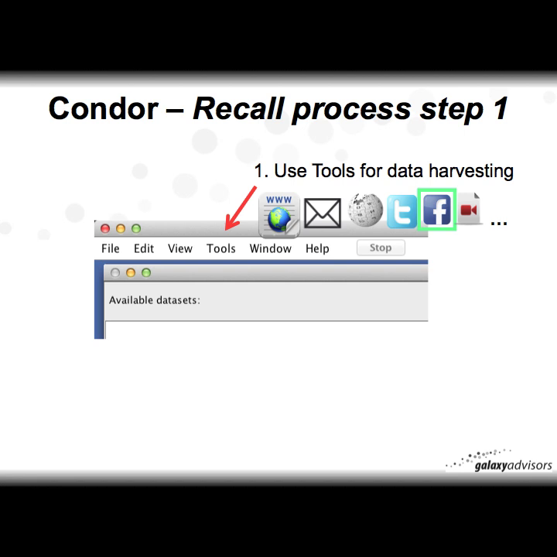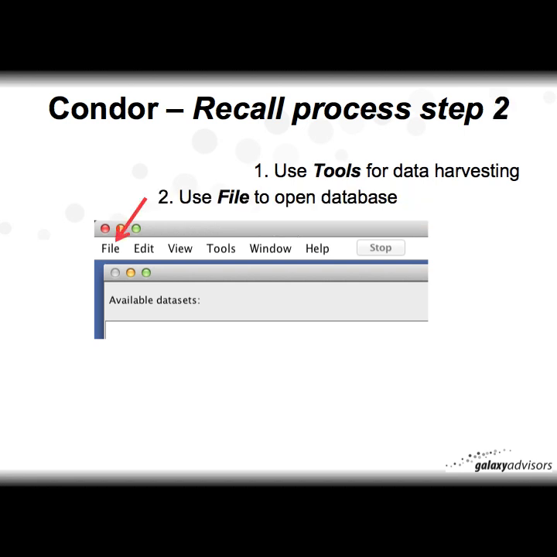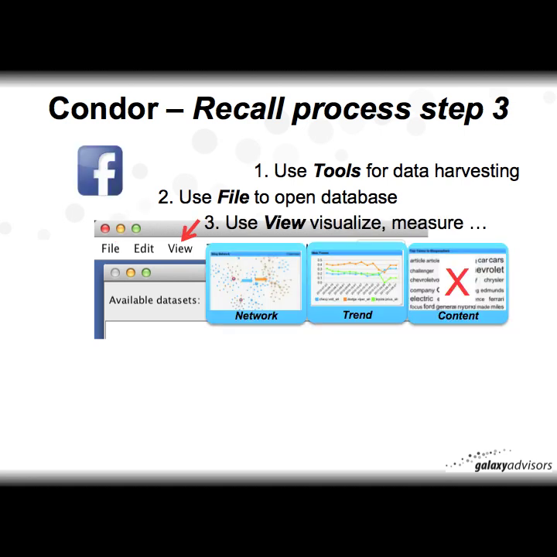Recall the three processes. Again, we use the tools for data harvesting, and we're focusing on Facebook here. After we collect your Facebook account, we're going to use the file command to open that database. And then finally, we're going to use the view command to visualize and measure the network.